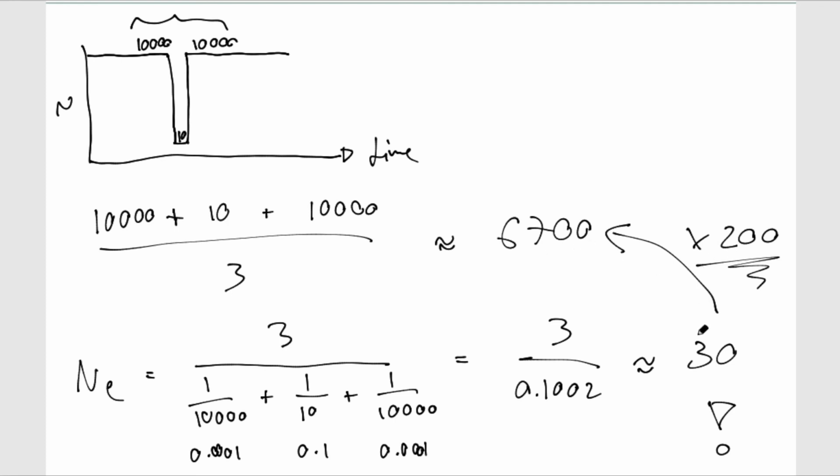So this can be quite substantial. It's not just a semantic difference, the number of individuals that you actually count versus the number of individuals in an ideal population. No, this can be truly substantial, right? And here's an example where you would overestimate your population size by a factor of 200. So this population will not at all act like a population of 6,700 individuals from a genetic perspective. It will behave like a population of 30 individuals. And as you know, that can have very substantial consequences for genetics.